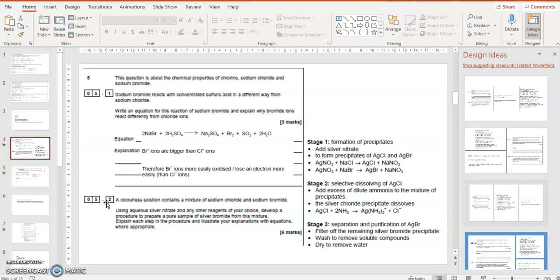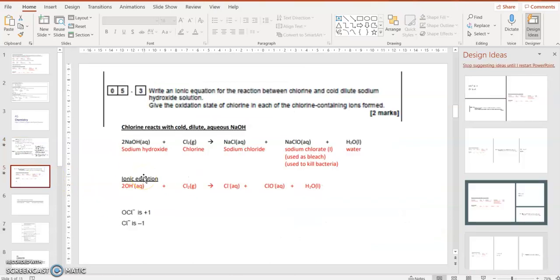So as long as you use dilute ammonia solution, the silver chloride will dissolve and the AgBr won't dissolve because it's not concentrated ammonia. So you'd add excess of dilute ammonia to a mixture of precipitates and the silver chloride precipitate will dissolve. Incidentally, ammonia reacts with silver chloride to make Ag(NH3)2+ and Cl minus, something else to learn. And then you've got a precipitate of silver bromide, so what would you do? You'd filter it off, wash it with distilled water to remove any soluble impurities, and then dry it.